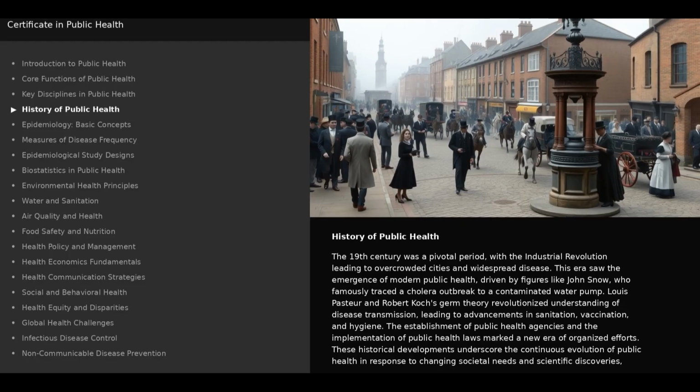Louis Pasteur and Robert Koch's germ theory revolutionized understanding of disease transmission, leading to advancements in sanitation, vaccination, and hygiene. The establishment of public health agencies and the implementation of public health laws marked a new era of organized efforts. These historical developments underscore the continuous evolution of public health in response to changing societal needs and scientific discoveries, shaping the robust field we know today.